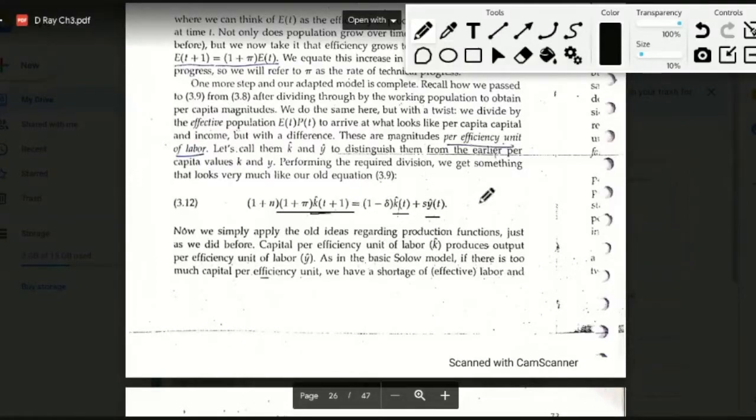These k hat and y hat represent capital per effective labor, capital per efficiency unit of labor. Y hat represents output per efficiency unit of labor. So now we are transforming these variables into magnitudes per efficiency unit of labor. So this is a change that we have introduced from the previous equation into this equation. Now, all the other fundamental assumptions of the Solow model are still intact.